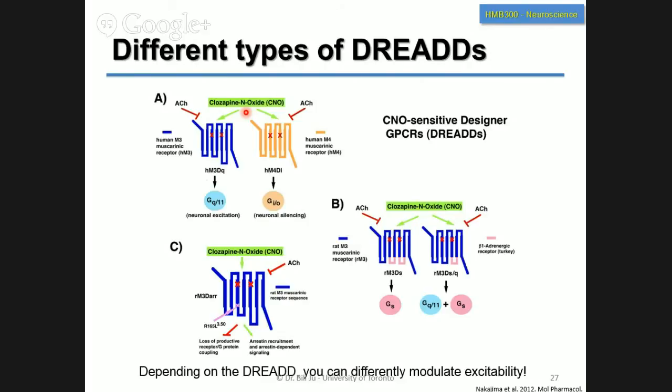Do you have any questions about this before we go on? Yeah. Are both, like the M3 or M4, are they both equally susceptible or equally responsive to CNO?